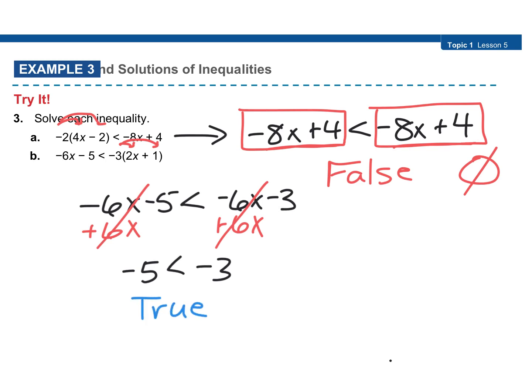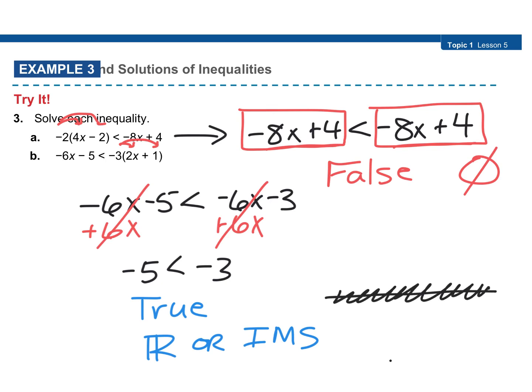Negative 5 is less than negative 3. So if it is always true, then that means my solution is all real numbers, or as we learned in one of the other lessons, infinitely many solutions. What that means graphically is if I have a number line, I'm going to shade the whole number line and put arrows on both sides of it, because that means any number would make the statement true.